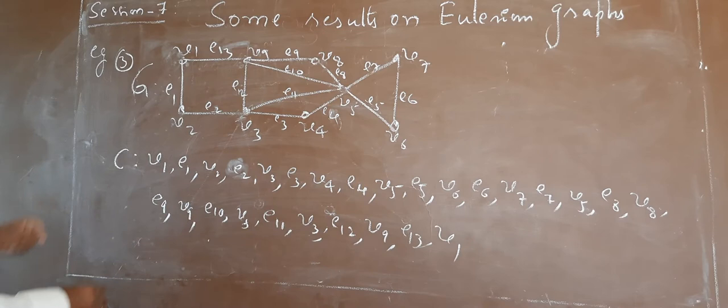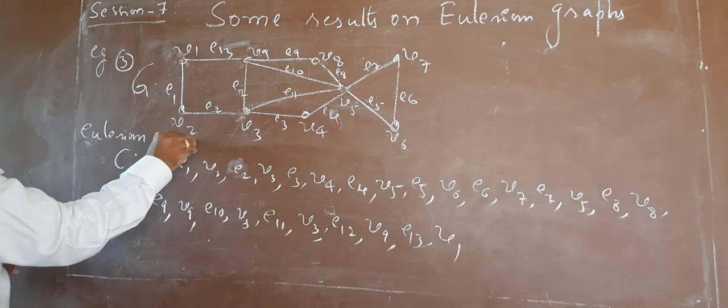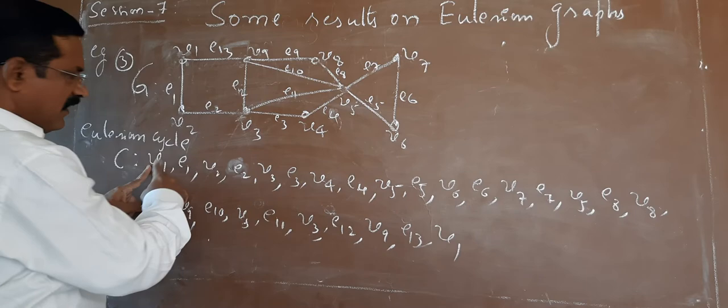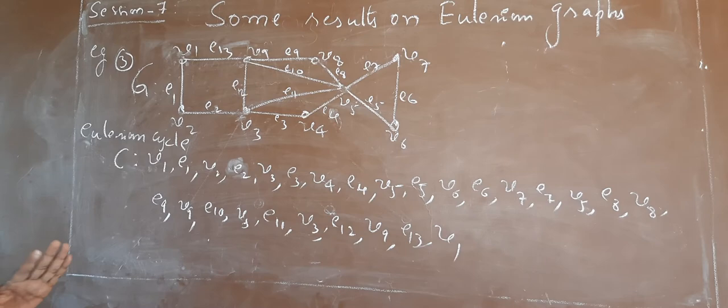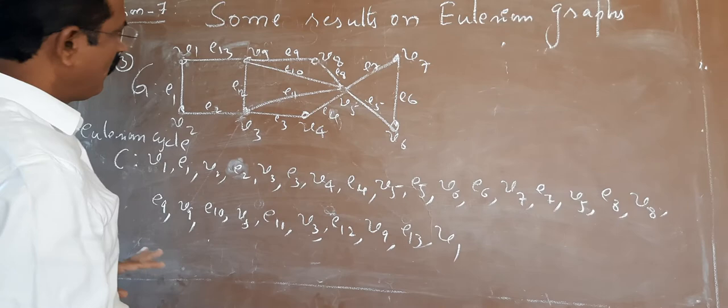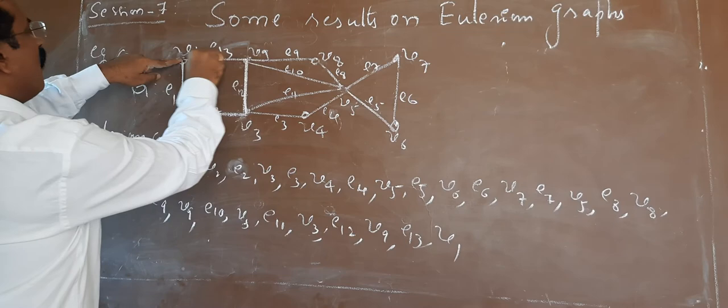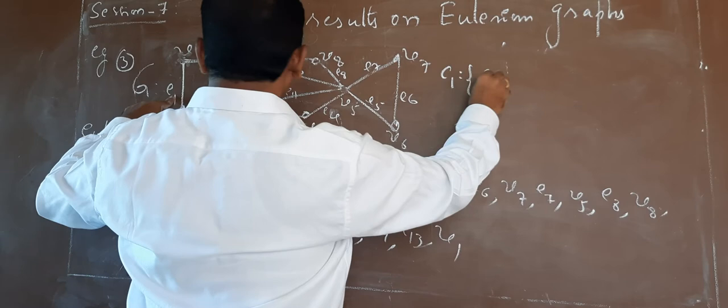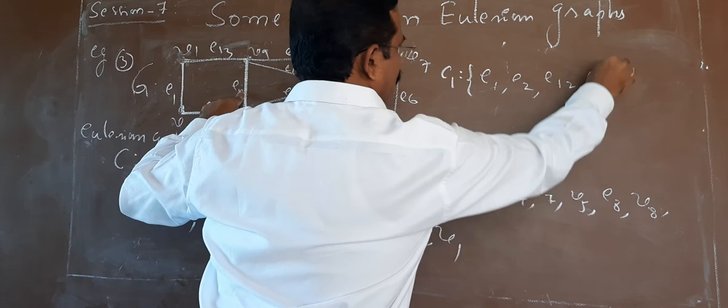Eulerian cycle C. So we have started at V1 and ended at V1. So it is an alternating sequence of vertices and edges. Okay, so this is the Eulerian cycle. So the next part is you have to partition the edges into cycles. Now see, this is one cycle, cycle C1. So the edges are E1, E2, E12, and E13.